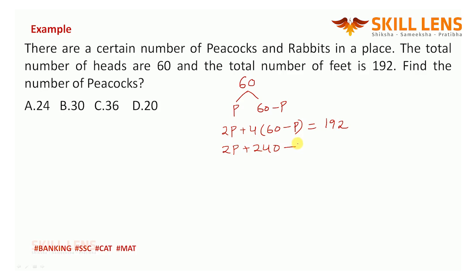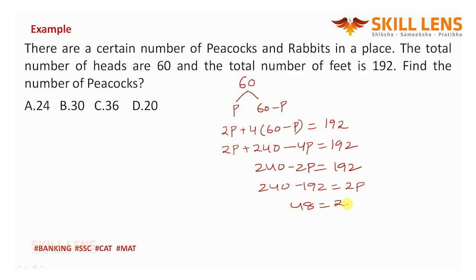240 minus 4P equals 192. So can I say it's going to be 240 minus 2P equals 192? So I can write 192 on this side. So 240 minus 192 equals 2P. So what is the difference here? 48 is the difference? Yes. Which is 2P. Then the number of peacocks is going to be 48 divided by 2. That's going to be what? 24. Okay, so this is how you can get your answer by using a single equation.